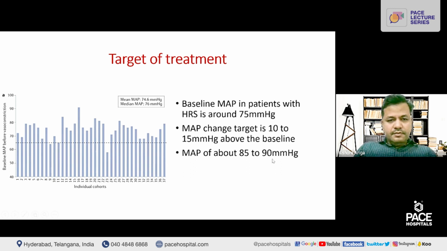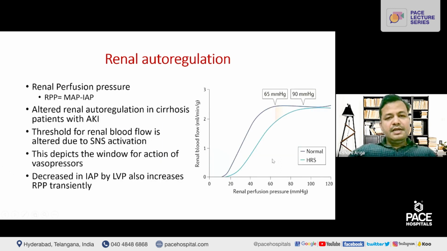Why is this? This depends on renal autoregulation. There is something called renal perfusion pressure, which is mean arterial pressure minus intra-abdominal pressure. In normal patients, generally renal blood flow maxes out when the renal perfusion pressure is 65 millimeters of mercury.